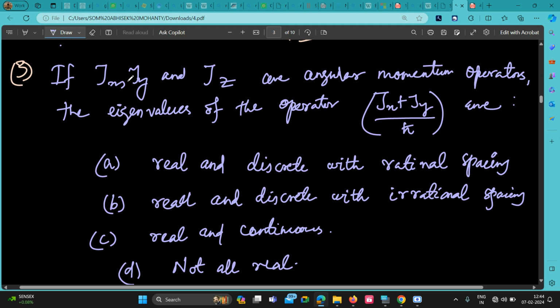Jx, Jy, Jz are the angular momentum operators. The eigenvalues of the operator (Jx plus Jy) by h cut are real and discrete with rational spacing, real and discrete with irrational spacing, real and continuous, or not real at all. Try this question.